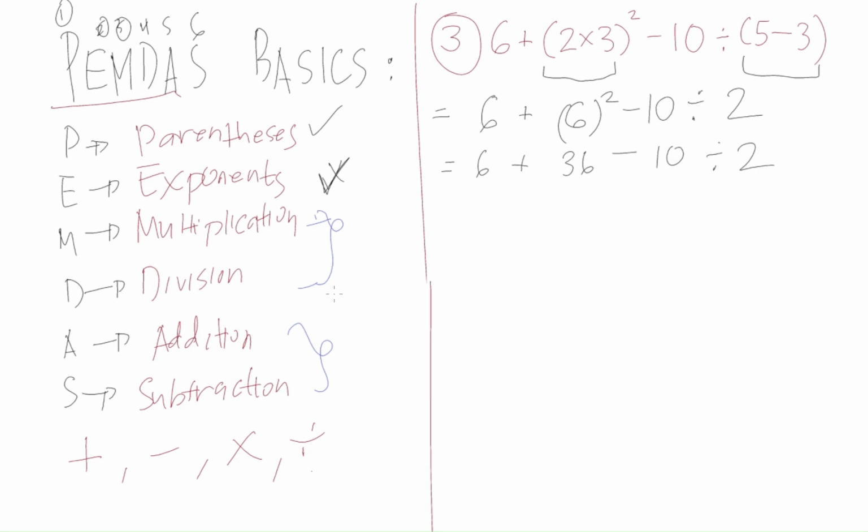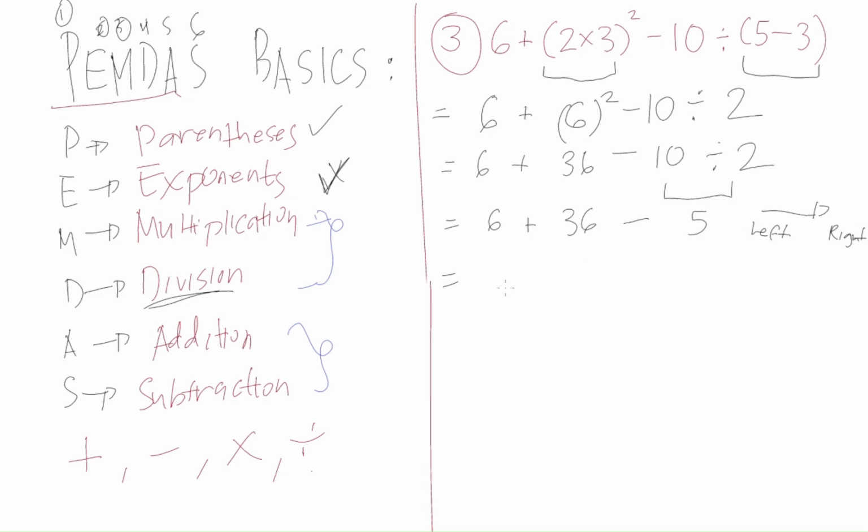And then, again, we have a division problem. Division, we're going to start with this. 10 divided by 2, that is 5. Then we copy down the others. And then since our besties are addition and subtraction, they're on the same level. We're going to go from left to right.